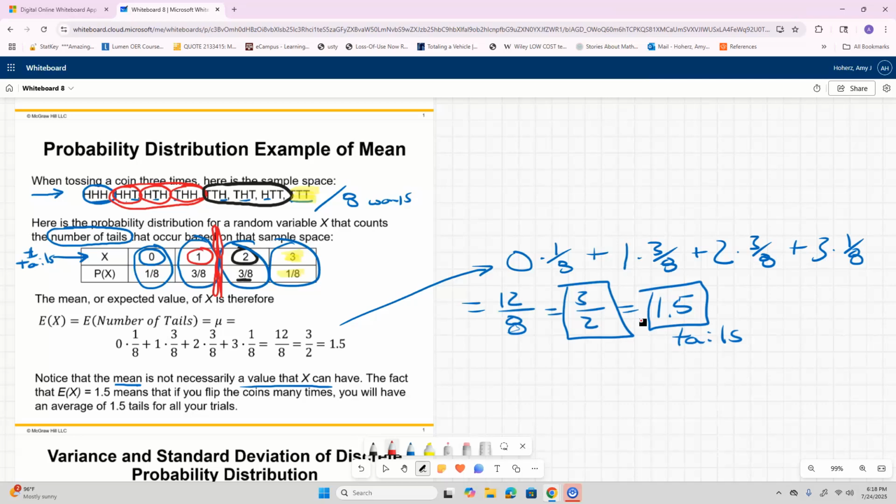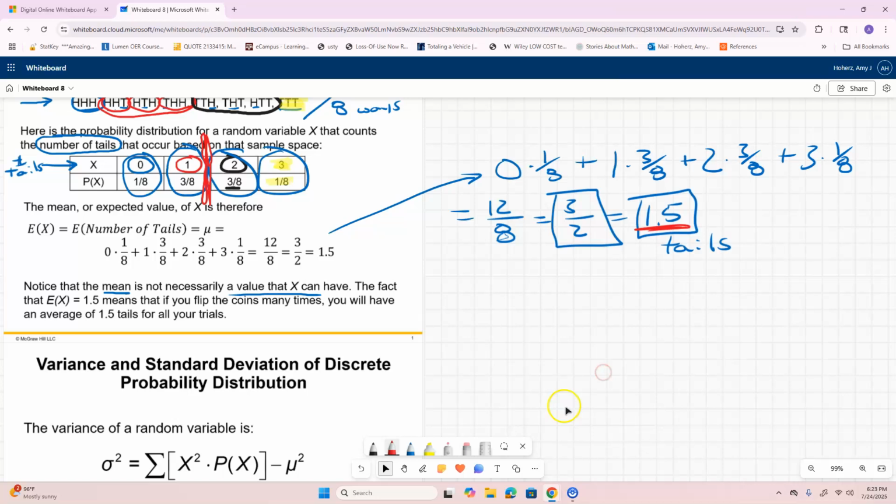But if you did a whole bunch of flips, if you flipped the 3 coins 100 times, let's say, and you wrote down how many tails you got each time, and then you averaged all those numbers out, add them all up and divide by 100, then we would expect your average to come out to be about 1.5. And the more times you did the experiment, if you did it 1,000 times, if you did it 10,000 times, then you should get closer and closer to this expected value of 1.5 for an average.